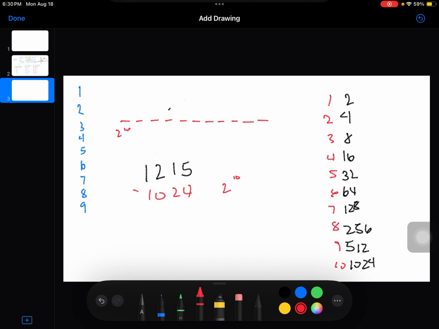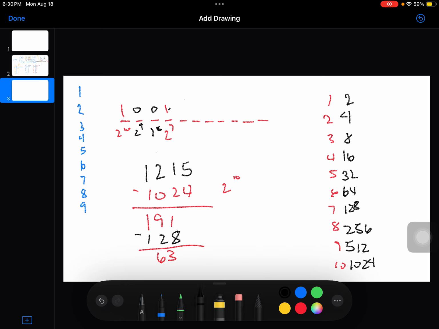So for 2 to the 10th, we've got a 1 in that one. 1,215 minus 1024 is 191. The largest power of 2 that goes into 191 is 128, which is 2 to the 7th. So we've got 0 for 2 to the 9th and 2 to the 8th, and at 2 to the 7th we put a 1. 191 minus 128 is equal to 63.